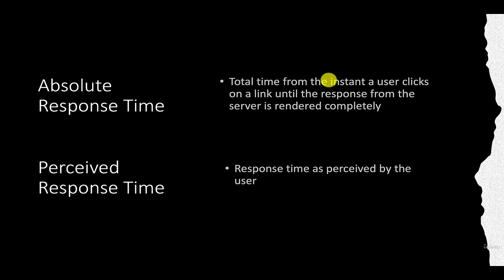In some cases, we need to know the components of the absolute response time. For example, you have a large amount of absolute response time for your application, 5 seconds or 7 seconds. You need to divide it into more than one component in order to know the root cause of the bad performance of your application. We have also the perceived response time.